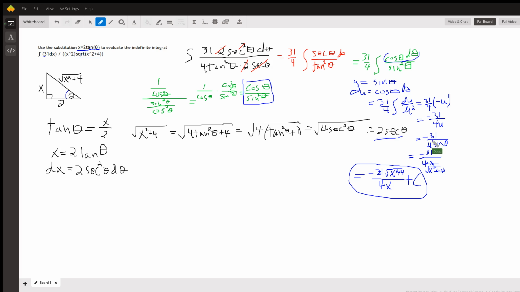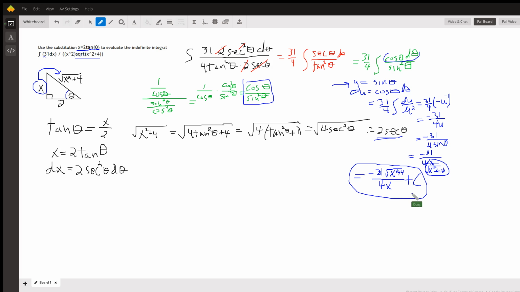Now we've got to get back to having x's. Negative 31 over 4u, where u is the sine of theta from right here. Now we'll go back to our little right triangle. What is the sine of theta? Sine of theta is opposite over hypotenuse, x over the square root of x squared plus 4. That's what this is right here. And if I multiply the numerator by the reciprocal of the denominator, I get negative 31 times the square root of x squared plus 4 all over 4x.